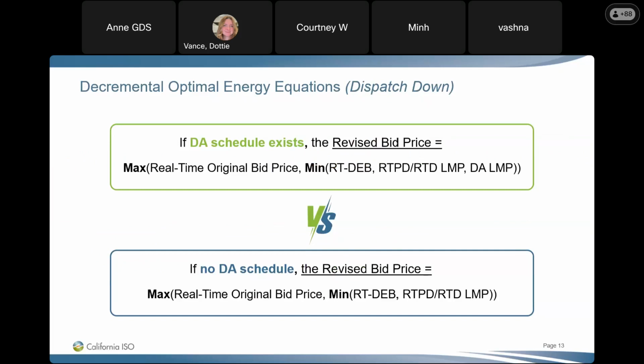So again, this equation is saying that we're going to select the lowest of the three listed prices and compare it to the original final bid price and use whichever is higher of the two. And again, similarly to what we just saw, either the day ahead is impacted and we'll have the day ahead LMP, or it's not impacted and you'll see that's not included in that equation.